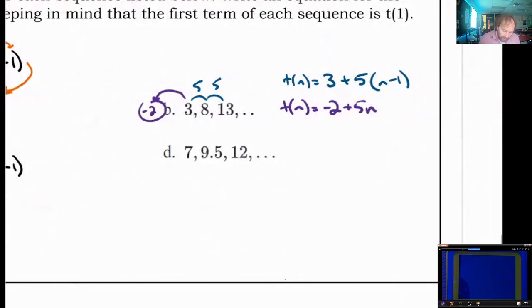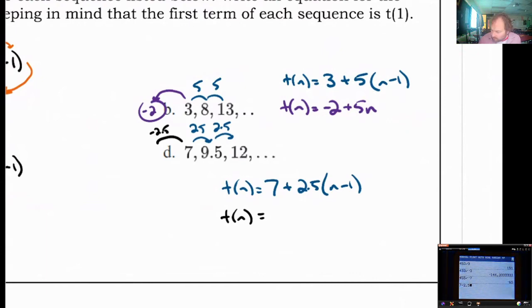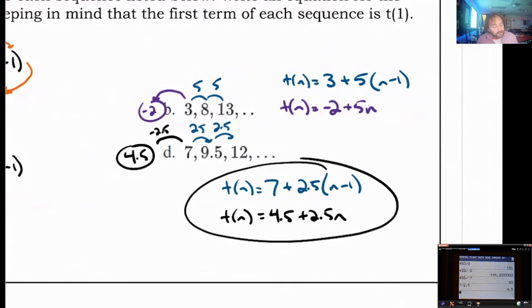This one's interesting. This one's going up by 2.5 each time. So you could write it as the first term, 7, plus the rate of change, 2.5, times n minus 1. Or you could write it, let's go back in time. Let's subtract 2.5. 7 minus 2.5 would be 4.5, I think. Hang on, 7 minus 2.5. Yeah, 4.5. So you would have 4.5 plus 2.5n. Either of these is acceptable for the answer there. It's up to you which one you want to use.